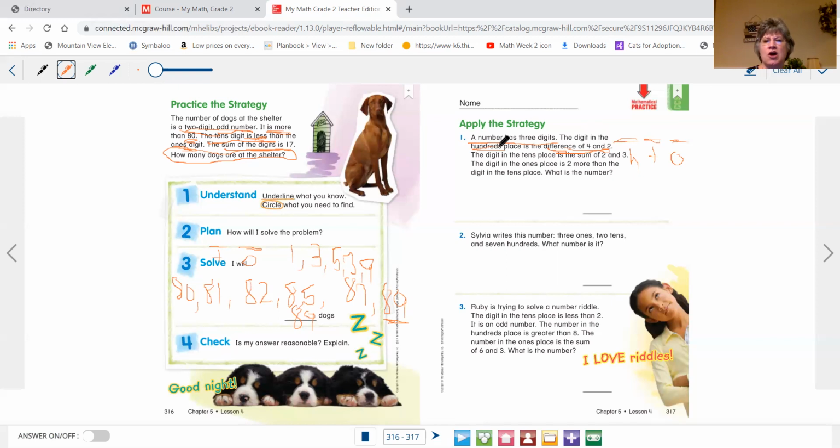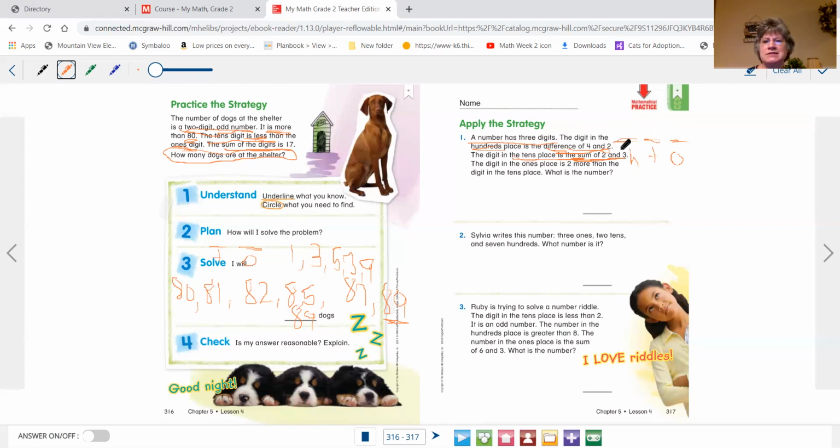All right, moving right along. The digit in the tens place is the sum of 2 and 3. Sum. This time you're going to add. So you're going to go to your tens place and add 2 plus 3.